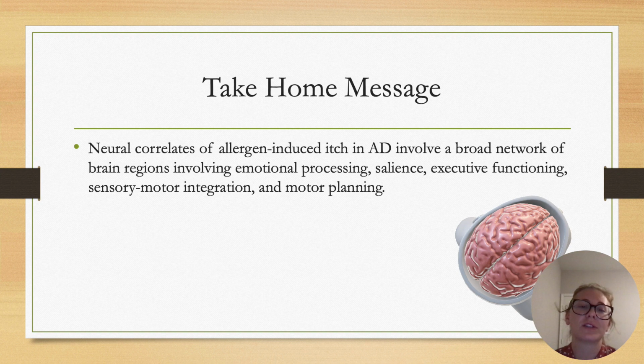So the take-home message from this paper is that neurocorrelates of allergen-induced itch in AD involve a broad network of brain regions involving emotional processing, salience, executive functioning, sensory motor integration, and motor planning.